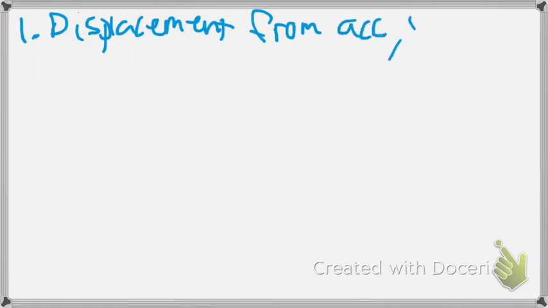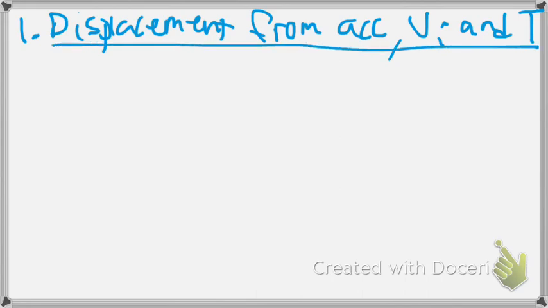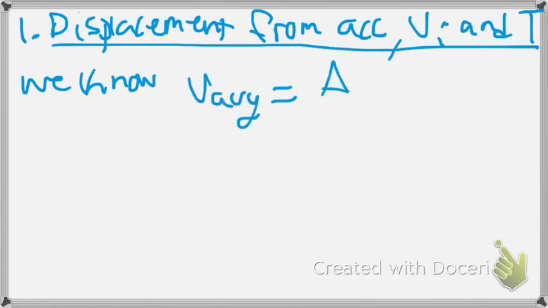From acceleration, velocity initial, and time. Okay? So this is the first formula we are deriving, where we can get displacement by having an acceleration, a velocity initial, and a time. We know that velocity average is equal to a change in position, or displacement, over change in time.